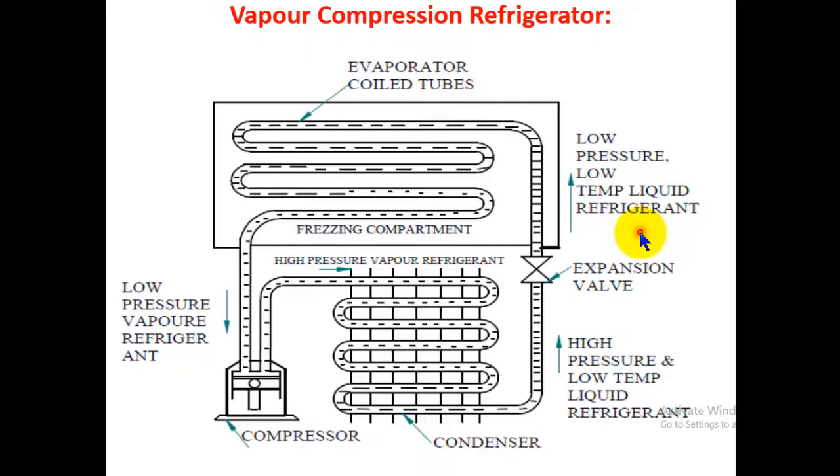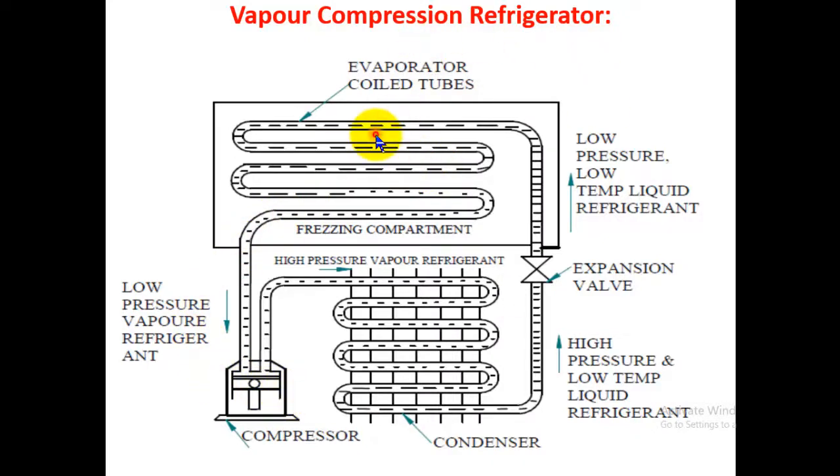Coming to the construction and main parts of the vapor compression refrigerator, mainly we have four parts. That is the freezing compartment or evaporator coils, a compressor, then the condenser, and the expansion valve. So these are the main four components. And the construction is like this: the evaporator tubes are connected to the compressor, the exit of the compressor is connected to the condenser, the condenser is connected to the expansion valve, and the expansion valve is connected to the evaporator coils. This is how the arrangement is.